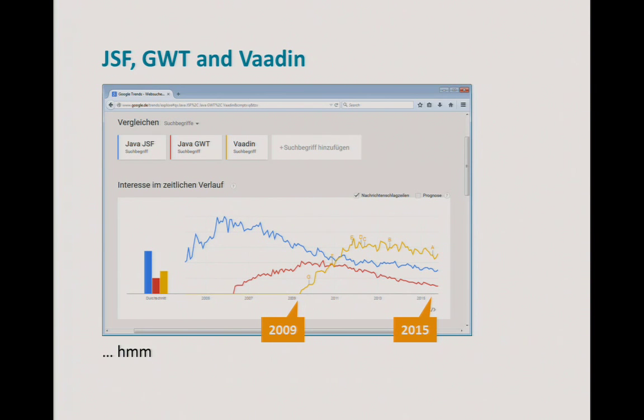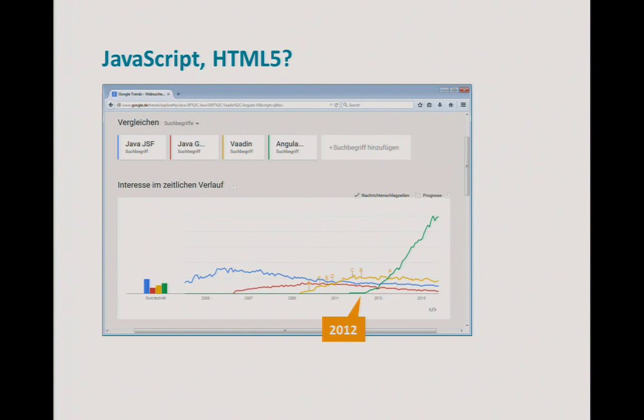And building something new, modernized now, maybe you would not want to do something like that that is already on the declining side. Maybe we should look at something that is really going up. And then maybe we have to reconsider the fact that we have a Java web framework, and we could actually look at JavaScript, HTML5. The green line here is the AngularJS line.